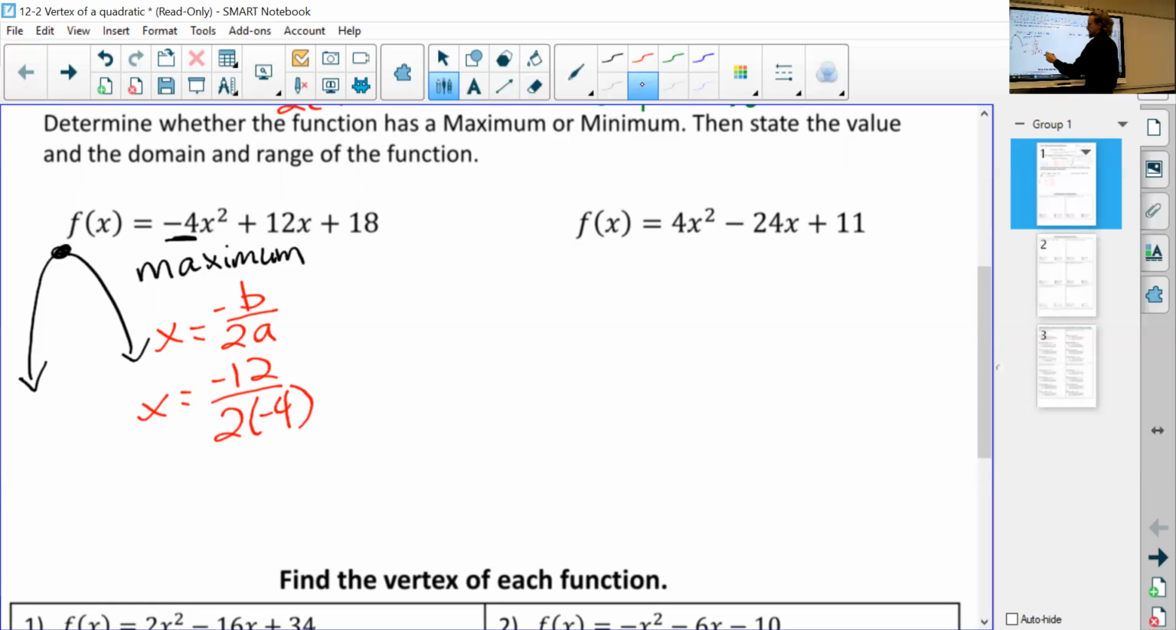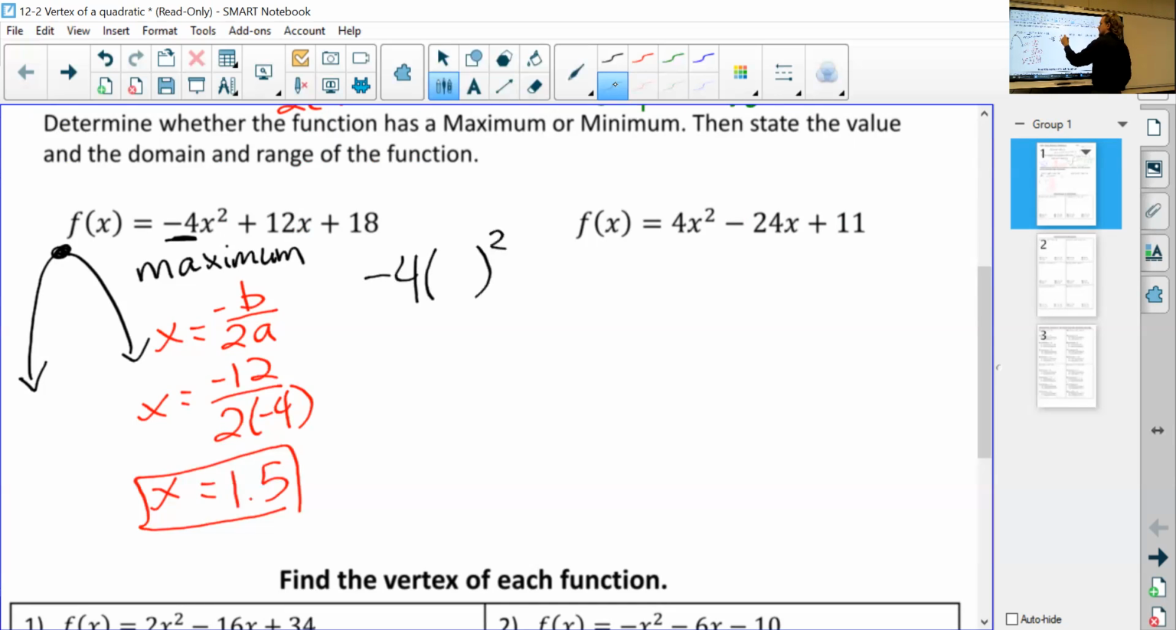That's a decimal. So 12 divided by 8 is 1.5. Negative divided by a negative is a positive, so at least we have that going for us. So here's our axis of symmetry. That doesn't help us, we just need that to get the vertex. So I'm going to take my function, and I'm going to replace all of my x's with 1.5 to solve for y.